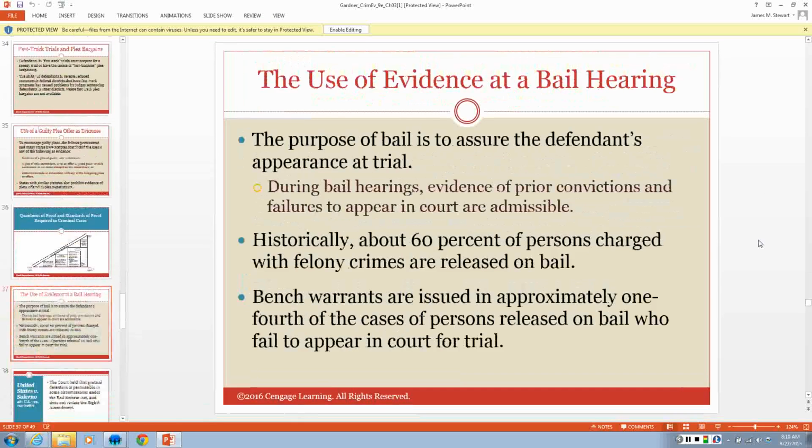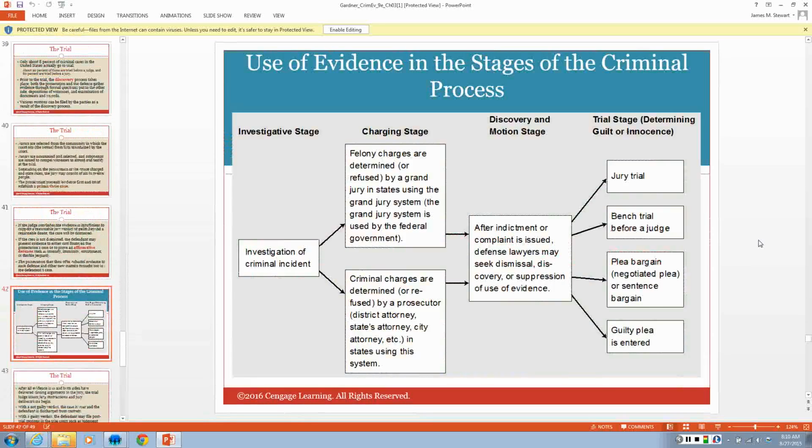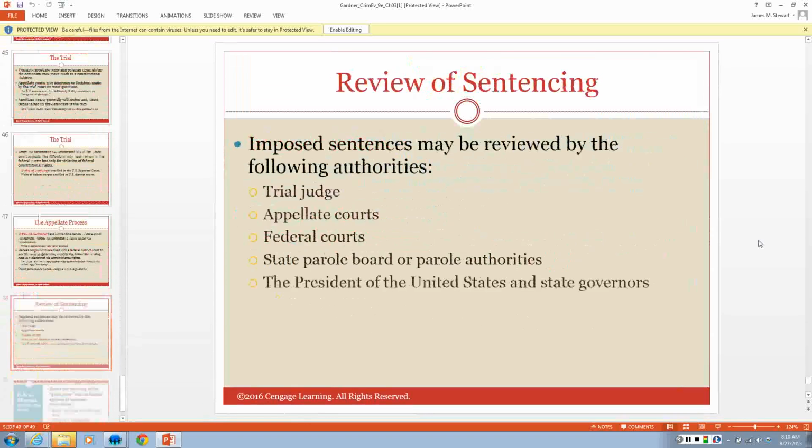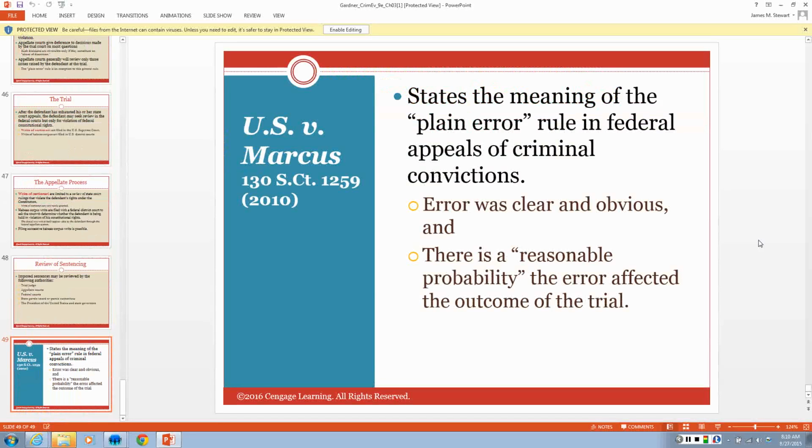All right. Talks about the trial, talks about the bail process, talks about the sentencing process. Again, more cases. So it's pretty straightforward, and I don't think you'll have any trouble understanding anything. I just want to try to clear some of the muddy water that students usually have in regard to these two chapters.